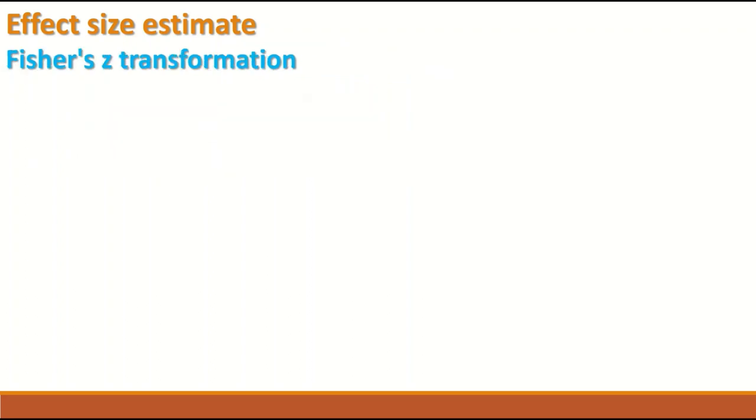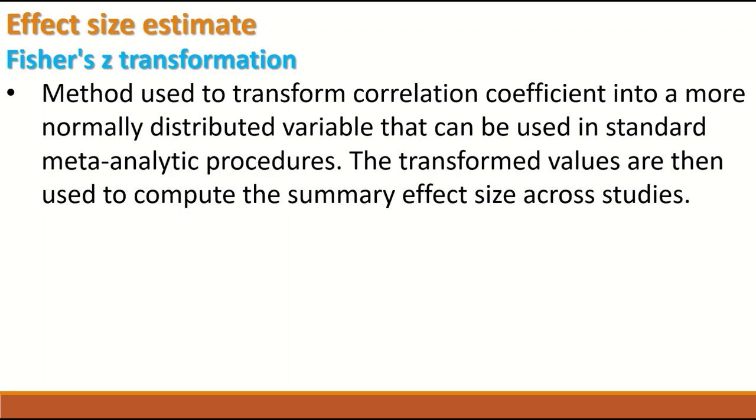Finally, when looking at the correlation between two continuous variables, then the Fisher Z transformation can be performed. It is a method used to transform the correlation coefficient into a more normally distributed variable that can be used in standard meta-analysis procedures. The transformed values are then used to compute the summary effect size across studies. So Fisher's Z transformation can be done when performing meta-analysis.